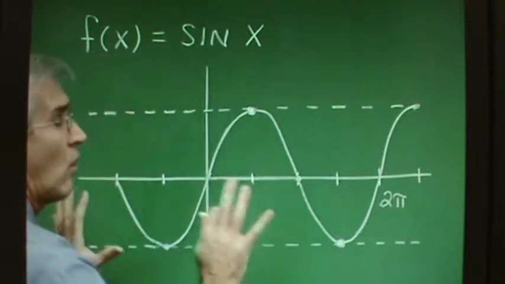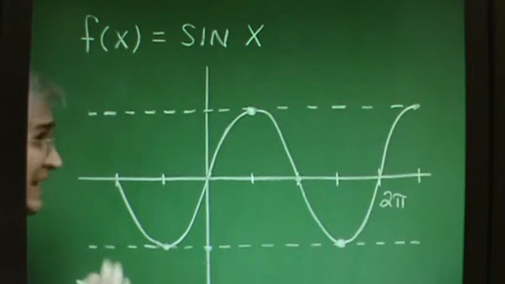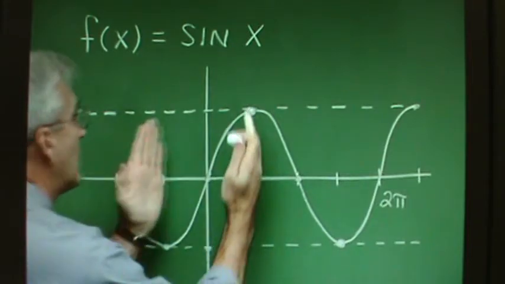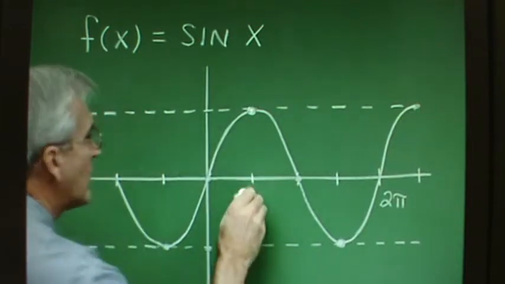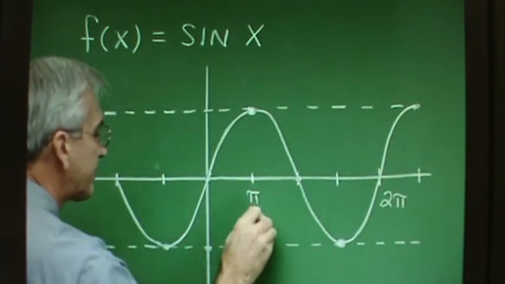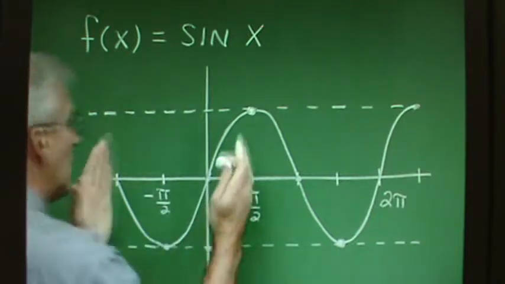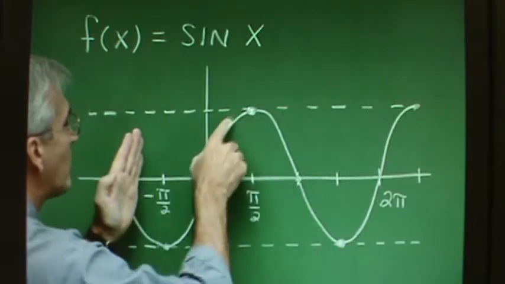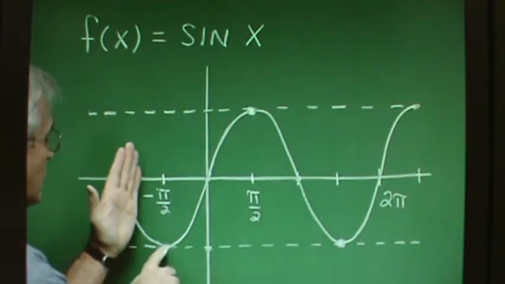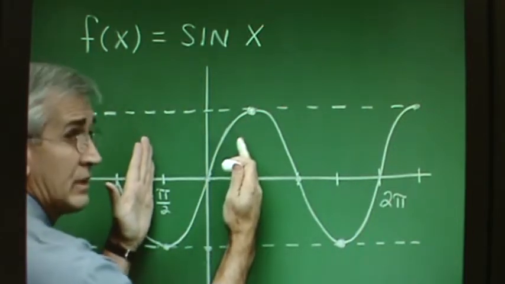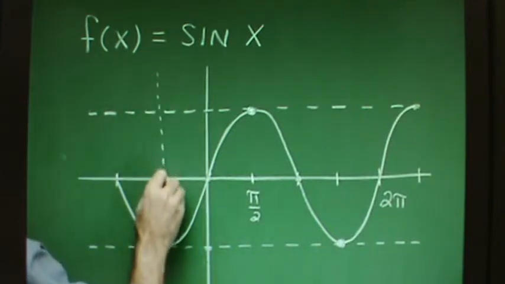Now, we're looking for a convenient interval over which to define our function. And that convenient interval is right in here, straddling the origin. Now, this is pi over 2, and this is negative pi over 2. And within that interval, we capture all of the possible values for y. That is, our function takes on all the values from -1 to 1 within this interval. And that's an important idea in having a nice inverse.